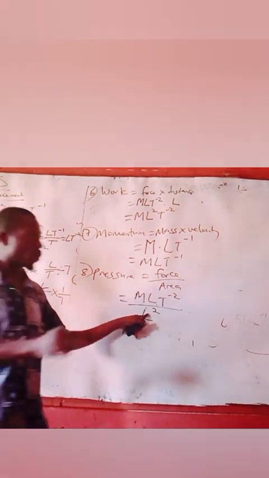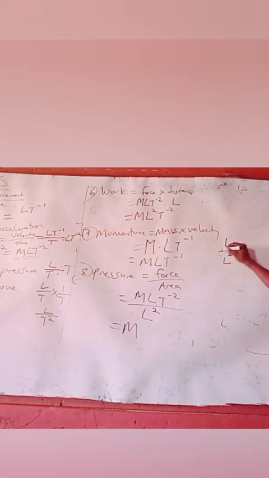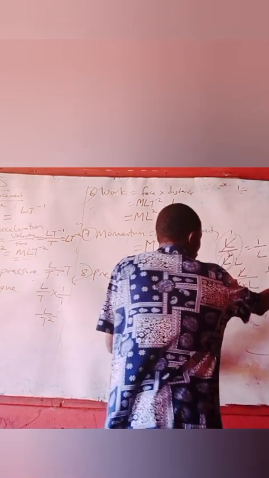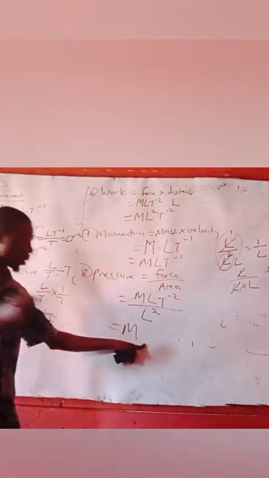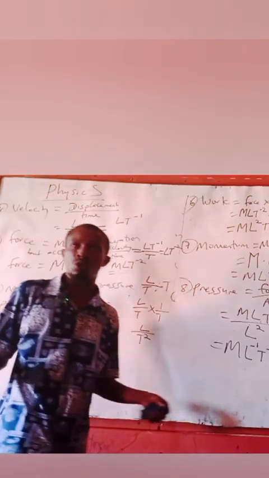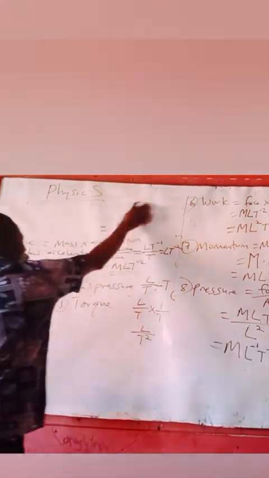L divided by L squared. If you break it down this side, we have L over L squared. L divided by itself will give us 1, which means that we are having 1 over L. Since L squared is L times L, one L can cancel one of the L, remaining us with 1 over L. 1 over L is written as L raised to the power minus 1, which means here I'm going to have M L raised to the power minus 1, T raised to the power minus 2. So this is the dimension of pressure.